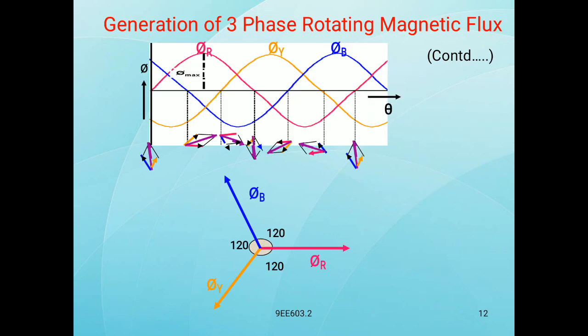Observe this one, the directions are giving the resultant vector directions. So φr, φy and φb are given for every 60 degrees. Observe this one.